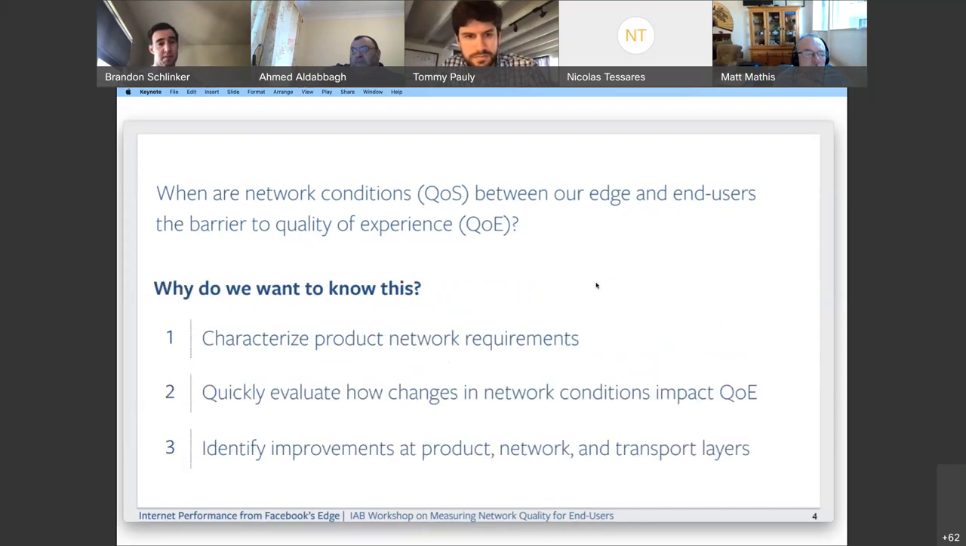Next slide. And the reason we want to know this is we want to be able to characterize our product's requirements. We want to be able to quickly evaluate when changes in network conditions impact QoE. So if a metric changes, does it actually matter? Or is it inconsequential in terms of what our users are going to perceive? And we want to be able to identify actionable improvements at the product, network, and transport layers. I include the product piece here because we can't always make improvements at the network layer, but we can often make improvements to how our product adapts to those network conditions.